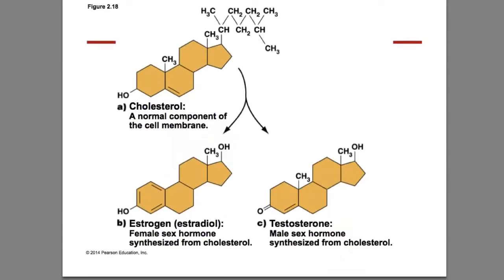Here's a picture, figure 2.18, showing you a steroid-derived 4-carbon, 4-ring carbon structure derived from a steroid. This happens to be cholesterol. I'm not gonna ask you to know the specific formula or molecular structure for all of these. But you can see here from cholesterol you can synthesize various other hormones and compounds such as estrogen and testosterone.